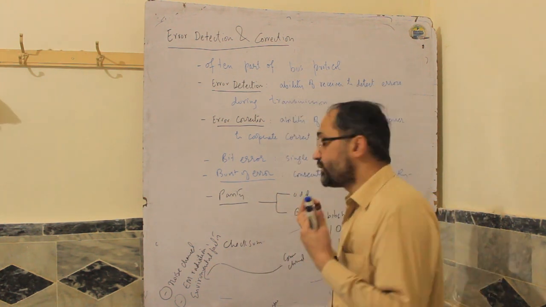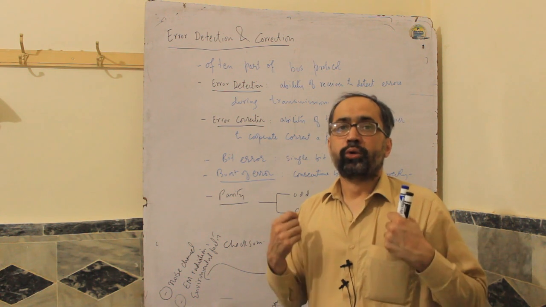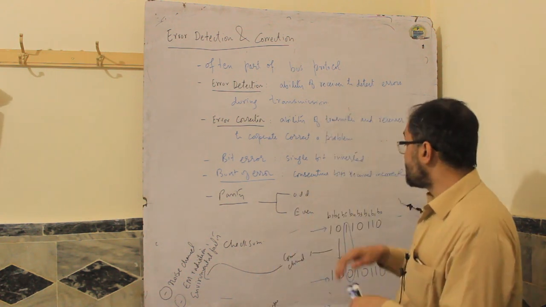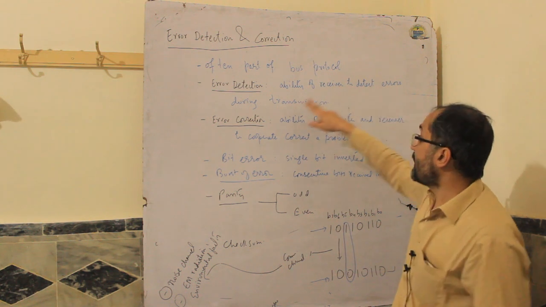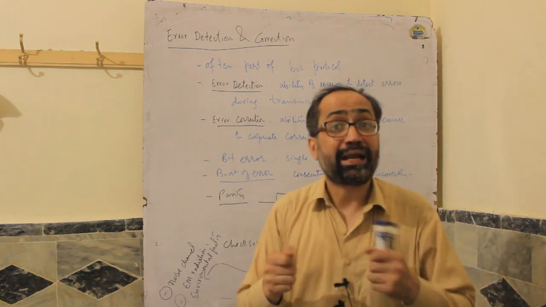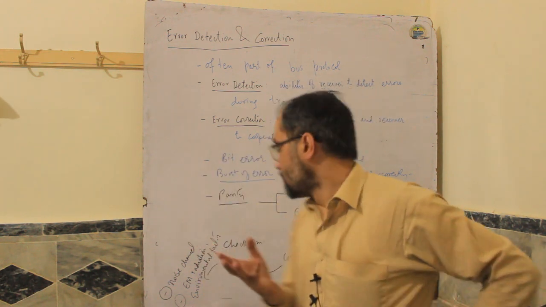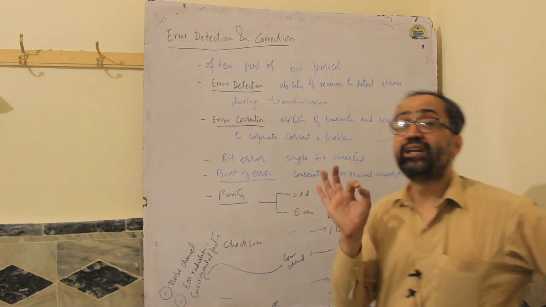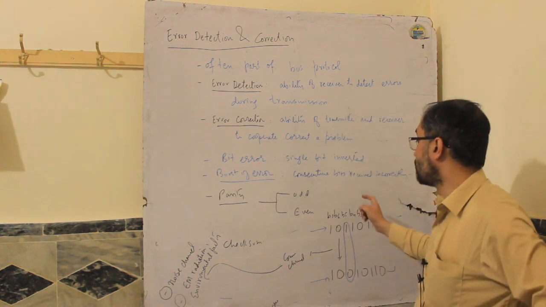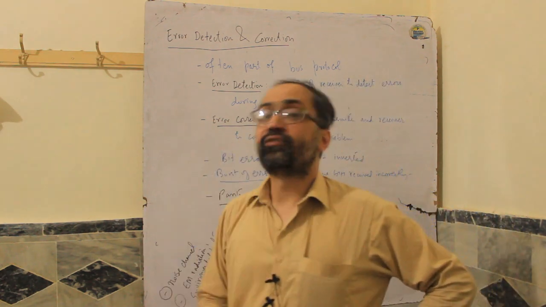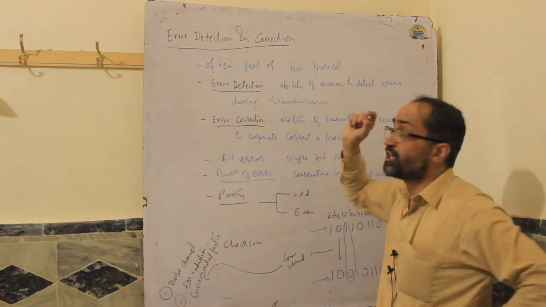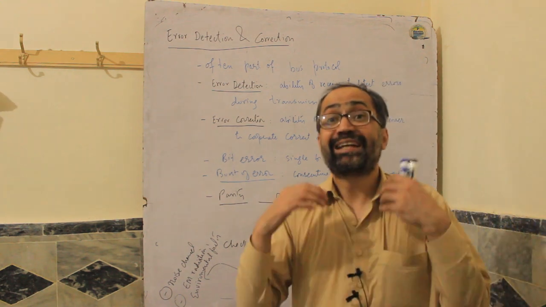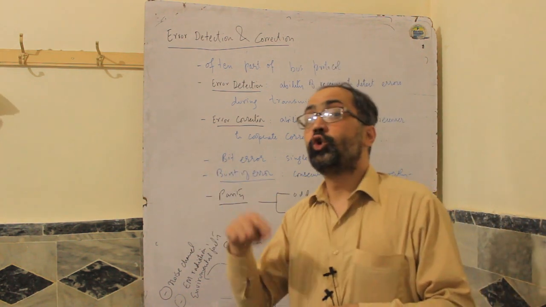Now there are two types of technique to rectify this problem. One technique is error detection. Error detection is the ability of the receiver to detect errors during transmission. The receiver will detect the error, but it cannot tell you where the error lies. It will say there is an error, but it will not identify whether the error is in B0 or B1 or B2 or B3 or B4. It will not identify the location of the error. This is called an error detection technique. So in error detection, the receiver will be able to detect the error, but it will not be able to correct it.